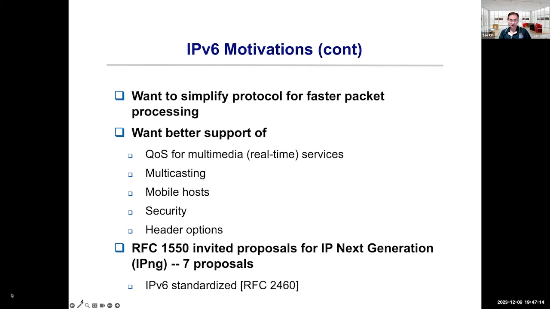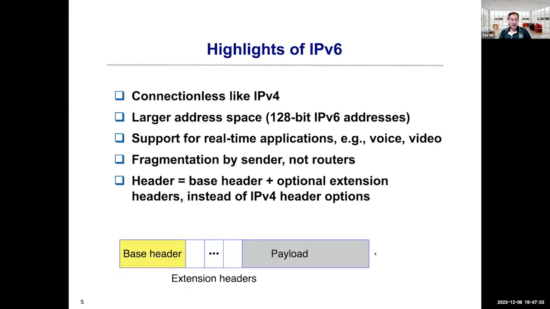Okay. So RFC 1550, a long time ago, invited proposals for IP next generation. There were 7 proposals, and they standardized IPv6 back then, out of those 7 proposals. So a highlight of IPv6 is that it is connectionless like IPv4. It has a huge address space, and they feel that there are enough addresses to last for a long time.